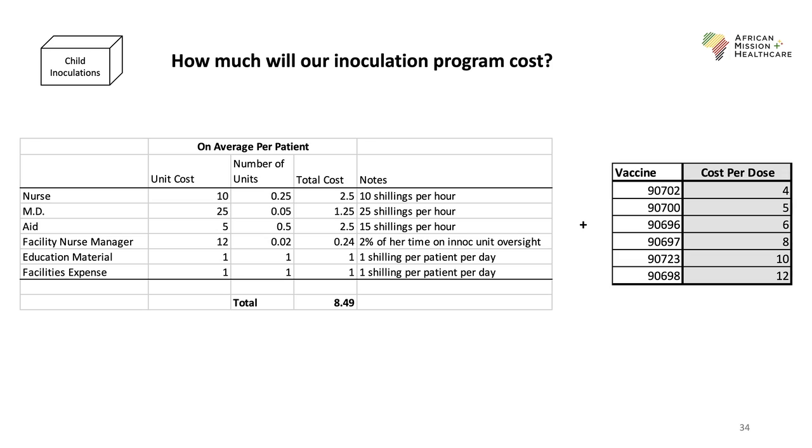And then the second part of the calculation here is the vaccine cost on the right-hand side. And each vaccine might cost a different amount per dose. So the 702 vaccine might cost only 4 shillings per dose, but the 698 might cost 12 shillings per dose. And so we have this cost of these services, the people's time and the facility and the education material, which averages 8.49 shillings per patient or per inoculation, and then we have to add on to that the cost per dose of each one of the vaccines.